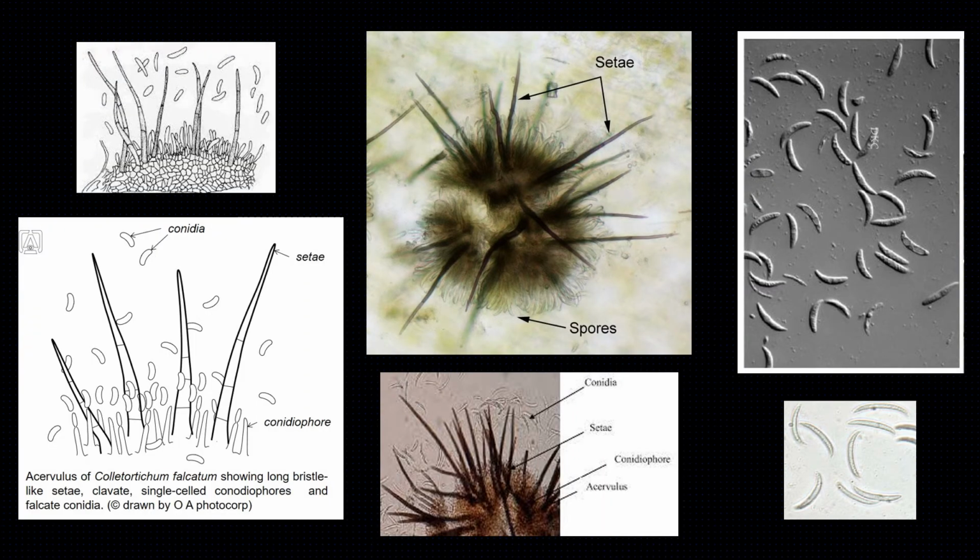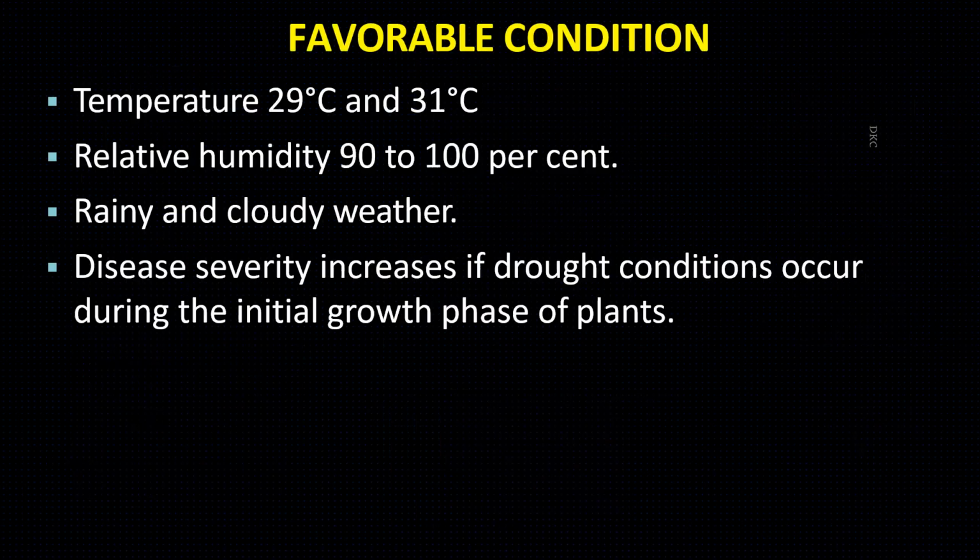Look at these pictures. Very easily you can see the cell structures, the seta. These long strands are the seta, and these round portions seen here are the conidia. See, it is labeled here: conidia, seta, conidiophore. Conidiophores are those structures which produce conidia. As we have discussed earlier, conidia are hyaline, that is translucent, single-celled and falcate in shape.